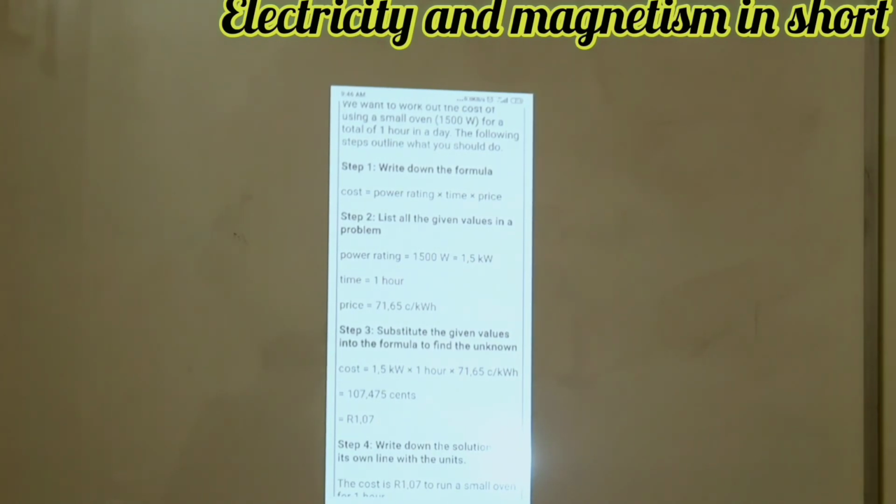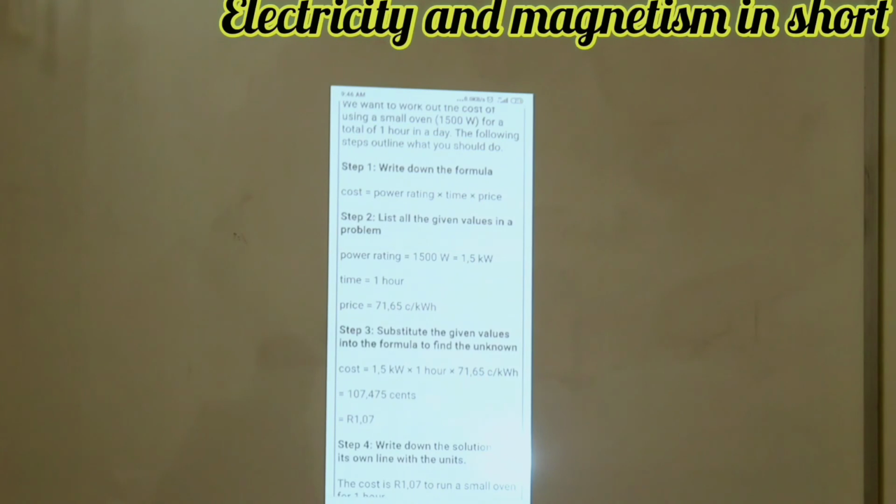In some questions, they will give energy and power. From that you have to calculate the time. So you know that power equal to energy by time. So time equal to energy by power. So if in a question they are giving energy and power, you can calculate the time. Time equal to what? Energy divided by power.